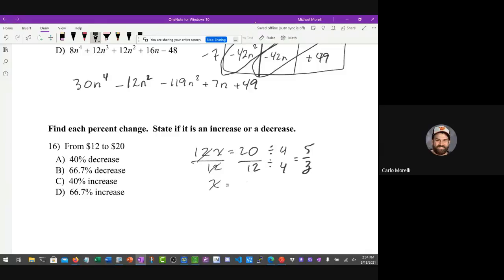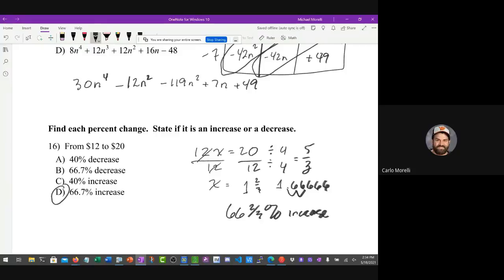So that's 1 2/3. And that's 1.66666. So what you do is, you know it's an increase, right? So you move the decimal point over 2 places, and so you say it's a 66 2/3% increase. And that's going to give you D.